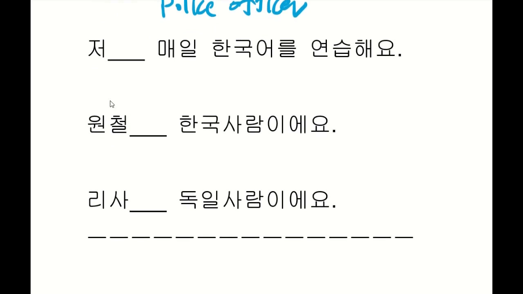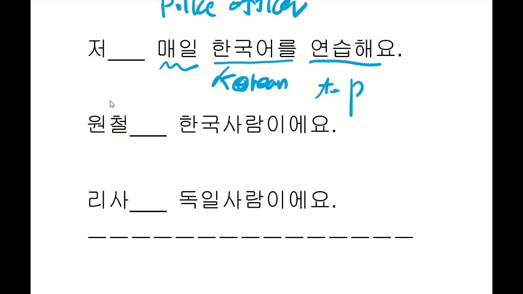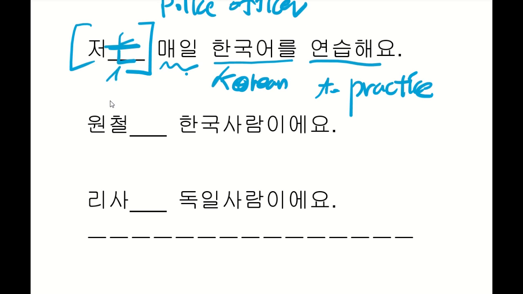And here. 저는 매일, every day, 한국어를, Korean, 연습해요. To practice. So I practice Korean every day. Of course, 는 here. General information. General information about me. So 는, topic marking particle, and it ends with a vowel. So 는.